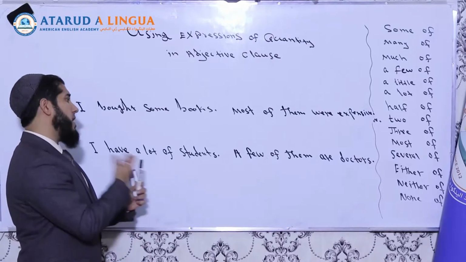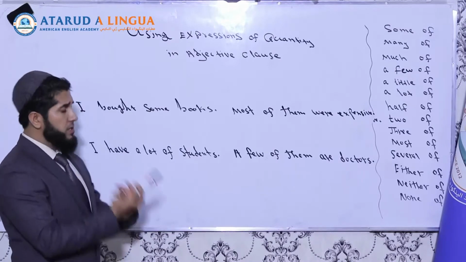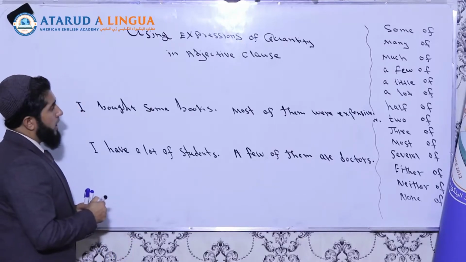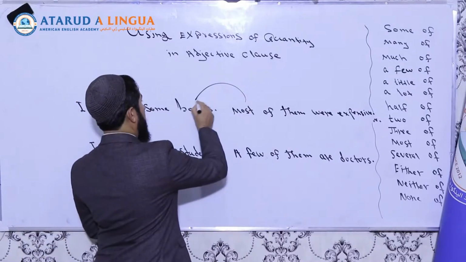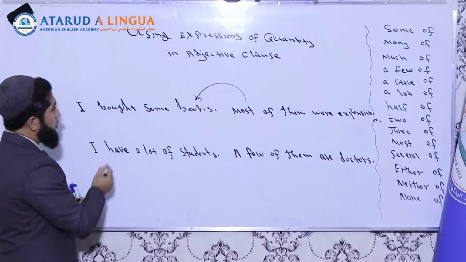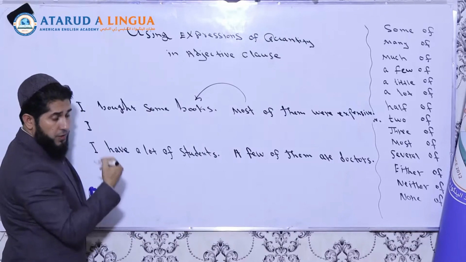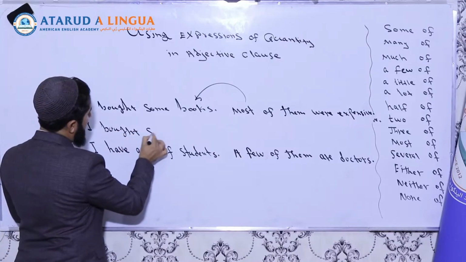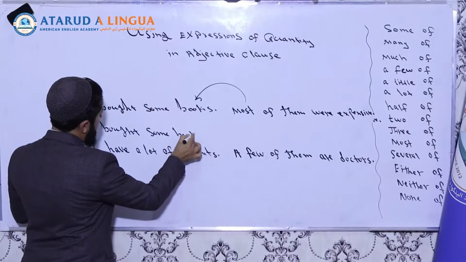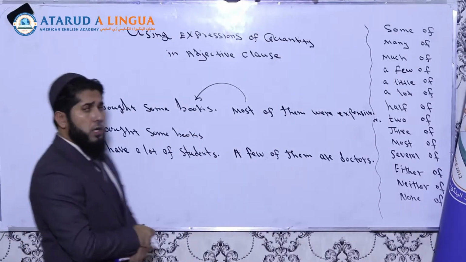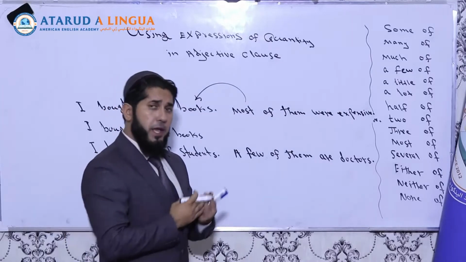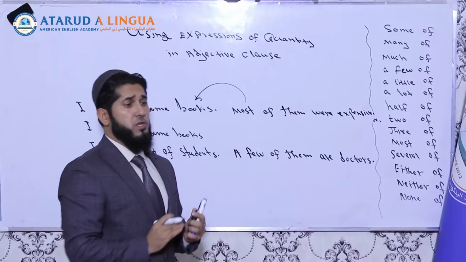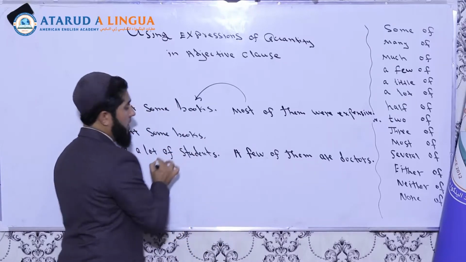We're trying to combine these two simple sentences into one complex sentence using an adjective clause. So now the second sentence gives more information about this noun, book. So we read the first sentence up to this noun. I bought some books. Okay, when we use expressions of quantity in adjective clauses, we need a comma right before the expression of quantity. So here we use a comma.